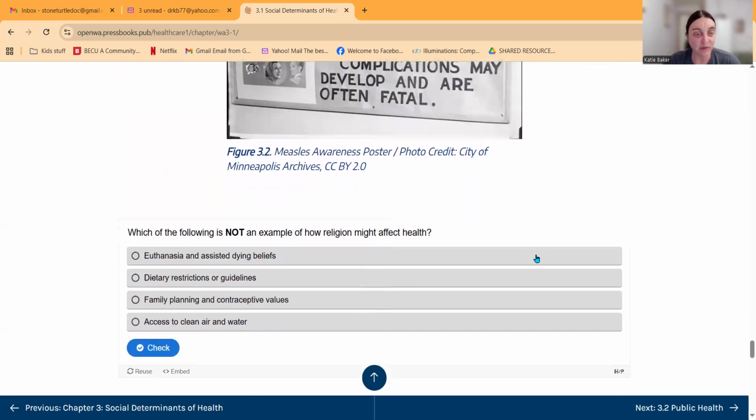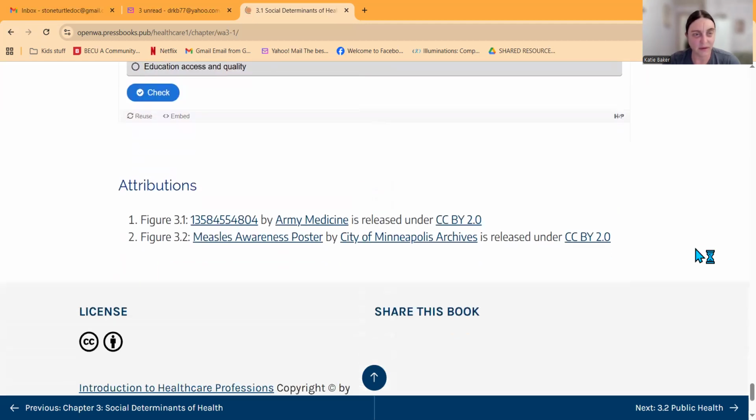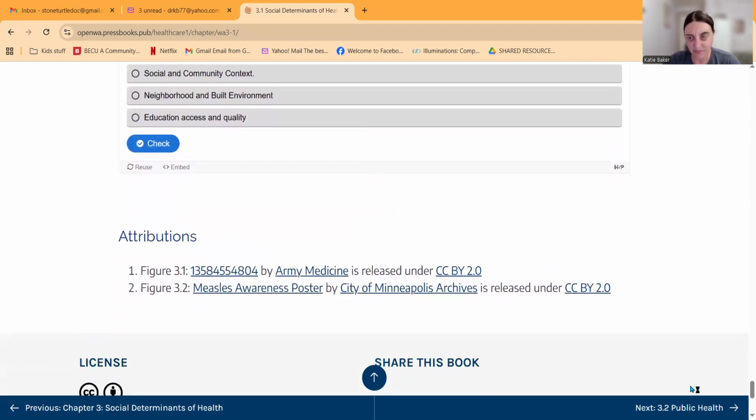In the next section, we're going to start talking about public health, but I want to point out that there are some really brief check-in multiple choice questions throughout the chapter that can help students check their knowledge. There are 4 of them in this section. And let's talk about public health next.